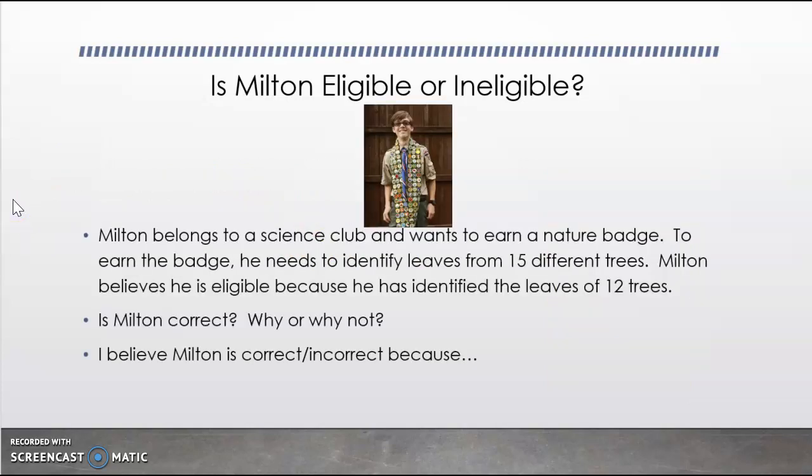Milton belongs to a science club and wants to earn a nature badge. To earn the badge, he needs to identify leaves from 15 trees. Milton believes he is eligible because he has identified the leaves of 12 trees. Is Milton correct? Why or why not? Sorry, Milton, but you won't be earning a badge yet because you've only identified 12 out of the required 15 trees. So you are ineligible or not eligible to earn that badge.